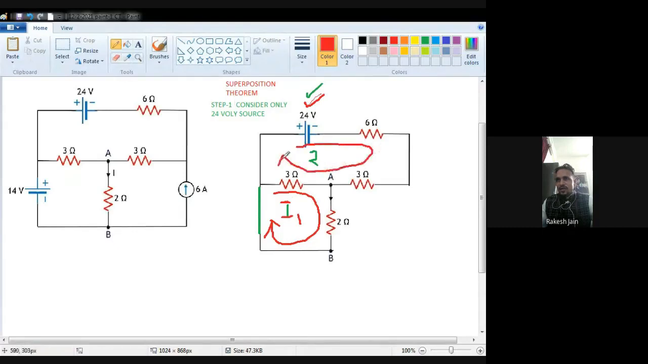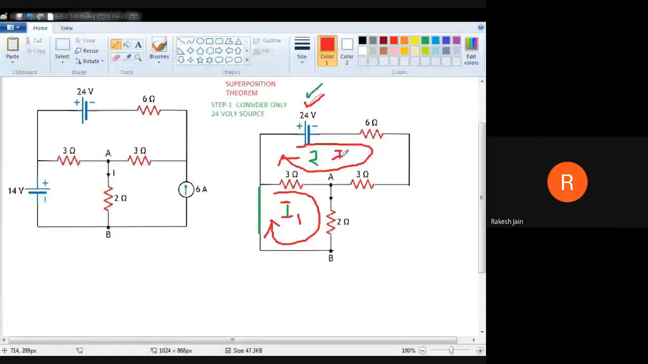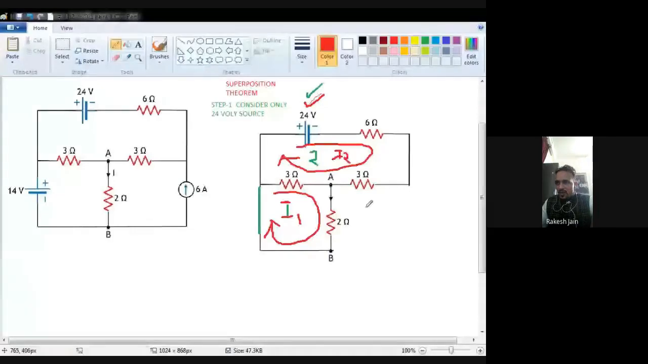Now how to find out this current? Very simple. You can apply mesh analysis, you can apply nodal analysis, anything. Let's suppose what I have to find is the current through this 2 ohm resistor in each step. Then finally the addition of all those steps will be the actual current through this 2 ohm. So with the help of the superposition theorem, what I did first, in step number one, I removed all the sources and considered only the 24 volt source.